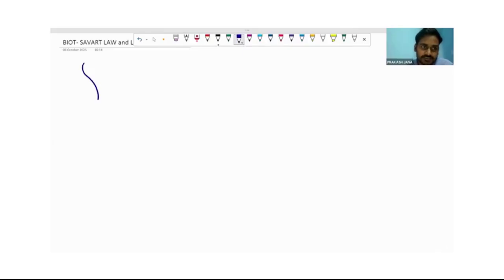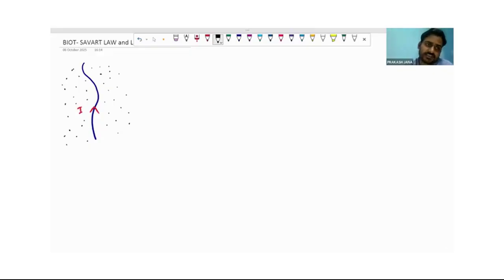Suppose this is a current carrying wire. A current I is flowing through this wire. When a steady current flows, a magnetic field is produced around it. These are the points I'm drawing randomly. At every point around it, a magnetic field is produced. Magnetic field is produced around a current carrying wire.